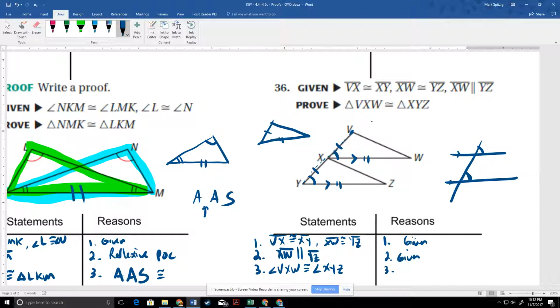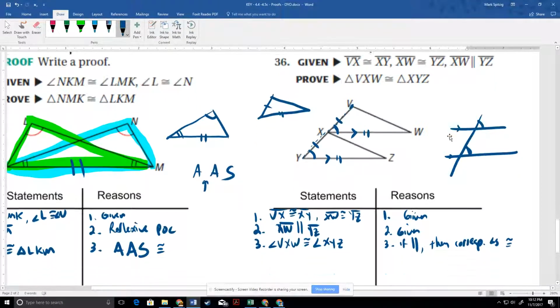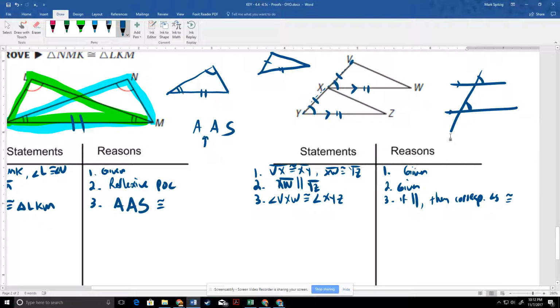And the reason is, if these lines are parallel, right, then we know that corresponding angles are going to be congruent. Corresponding angles, and again, that's also the corresponding angles postulate. But again, we're good there.